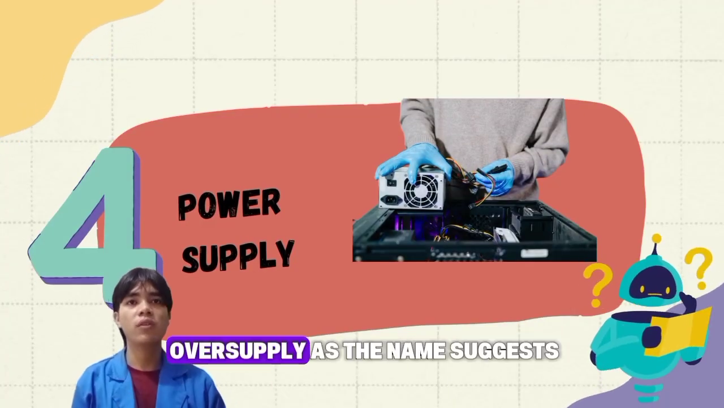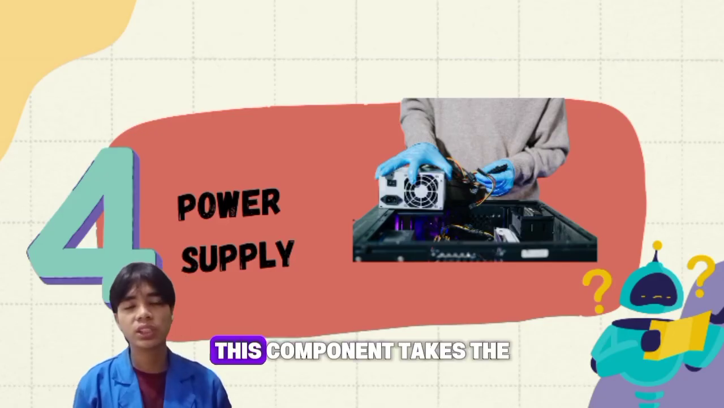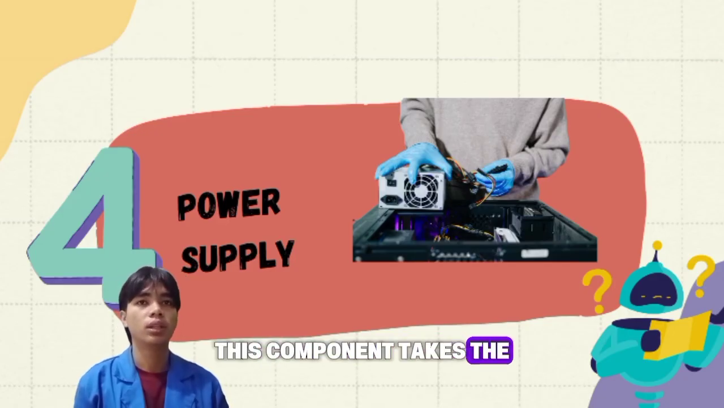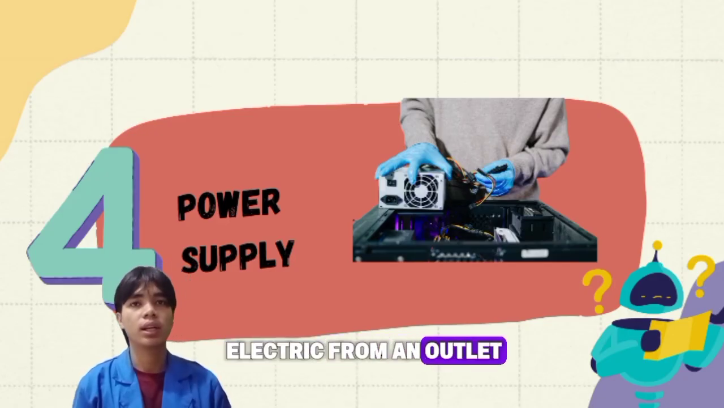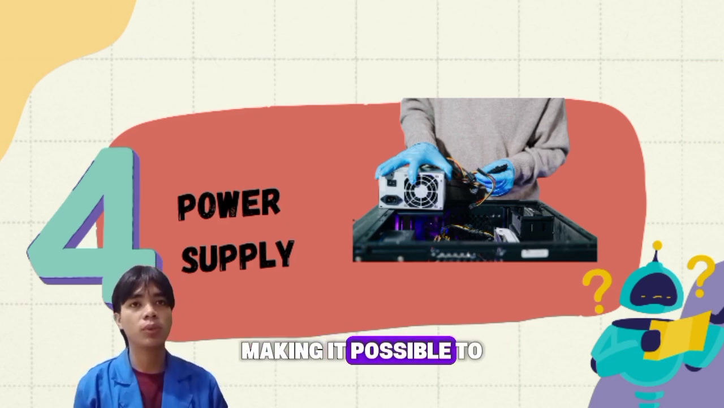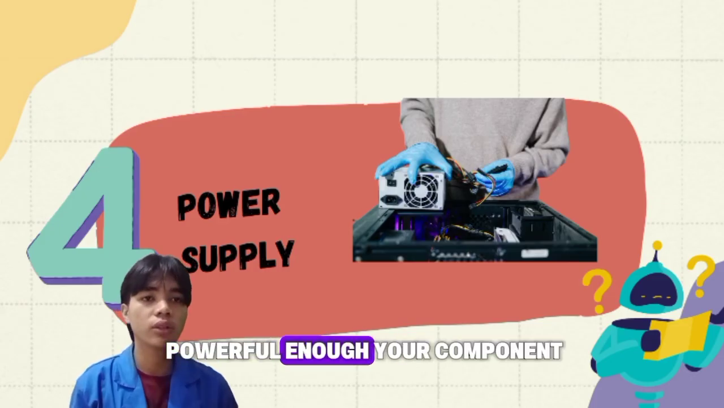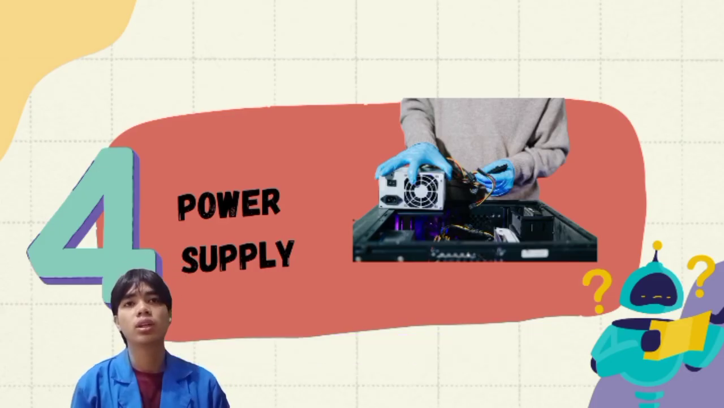Number 7 is power supply. As the name suggests, this component takes the electricity from an outlet and puts it into the computer, making it possible to use it. It has to be powerful enough for your components.